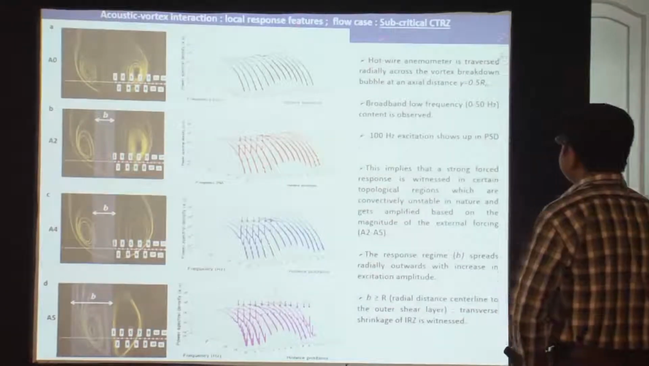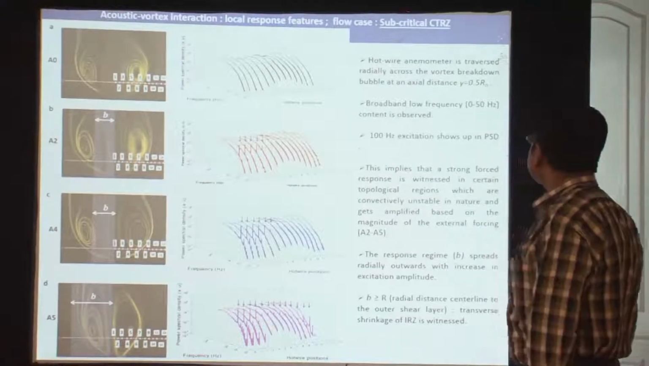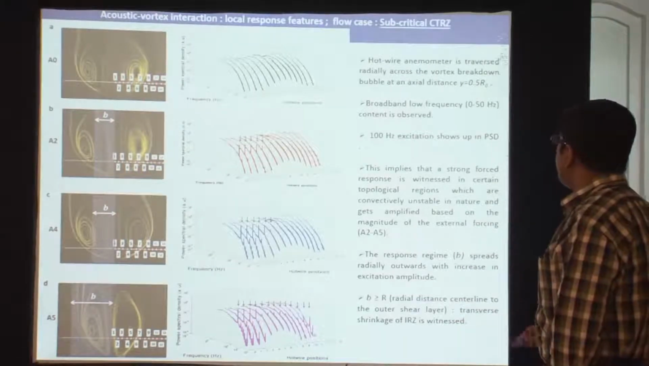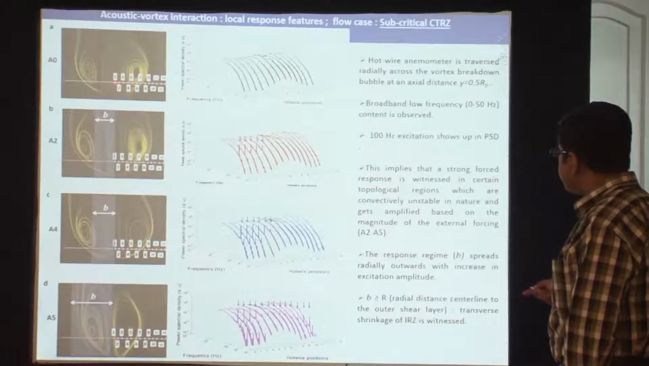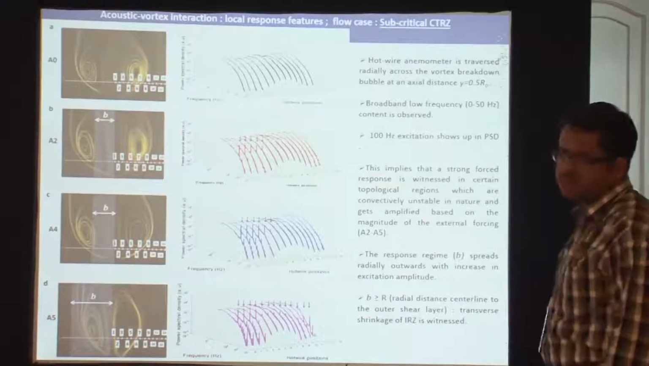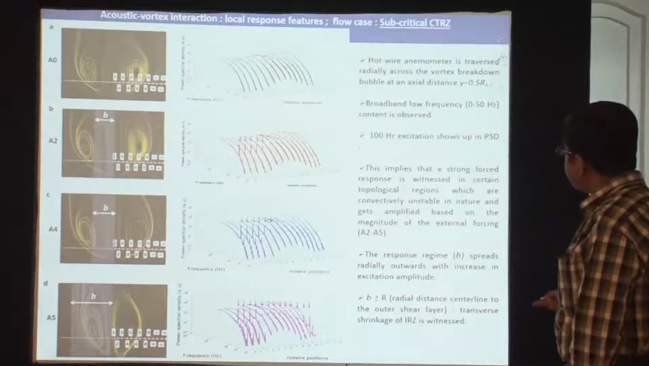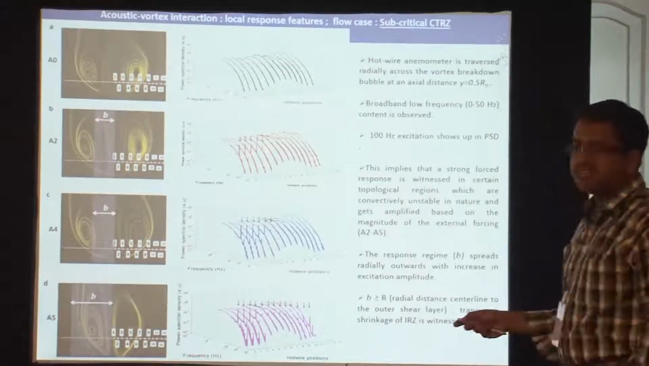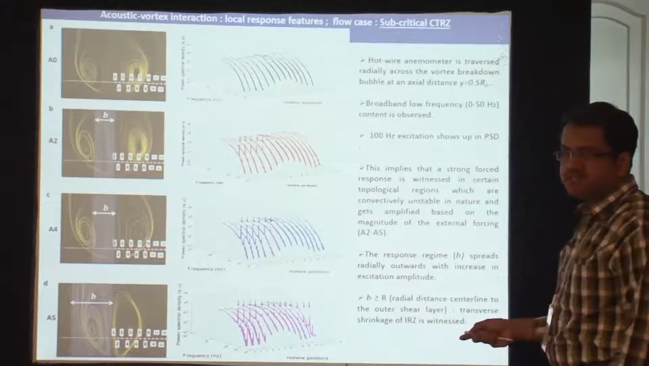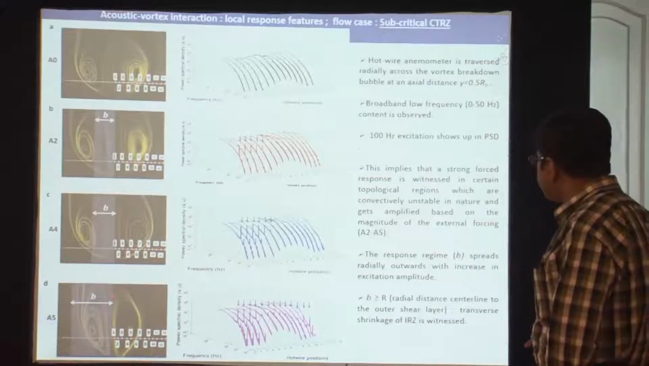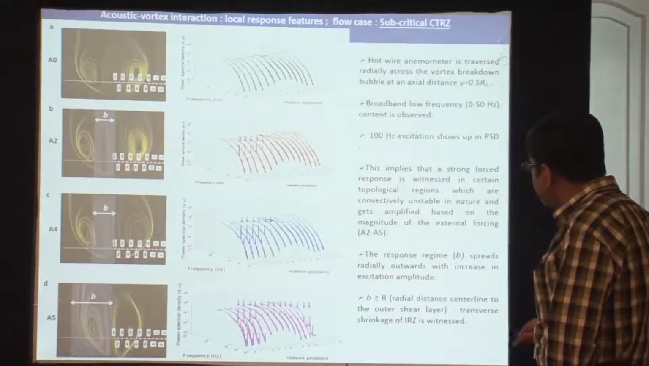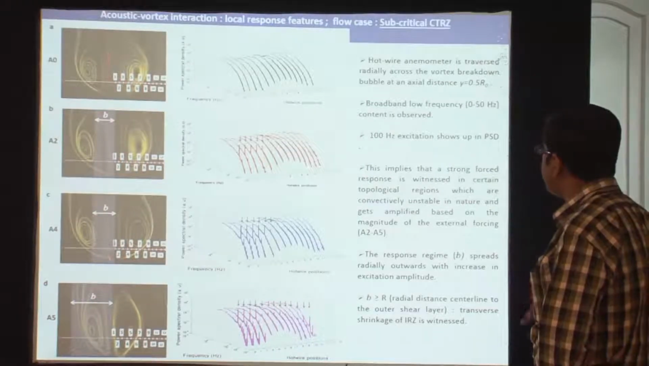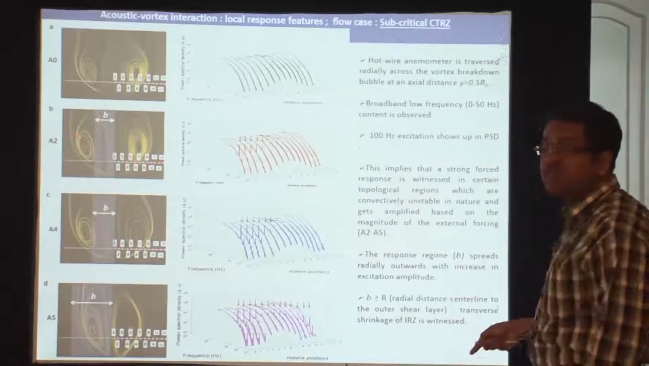To see the acoustic vortex interaction, the local response structures, we looked at the subcritical CTRZ, which does not show any conical breakdown as such. What we did was traverse our anemometer from 1 all the way up to 9 and measure the PSDs. When the excitation was at 100 hertz, obviously the peak should show up in those particular regions. However, once you go outside this region B, your peak vanishes. That means that beyond B you don't get any peak, but within B you always get a peak, and this B is a dynamic parameter. It broadens as you pump more and more acoustic energy into the flow.